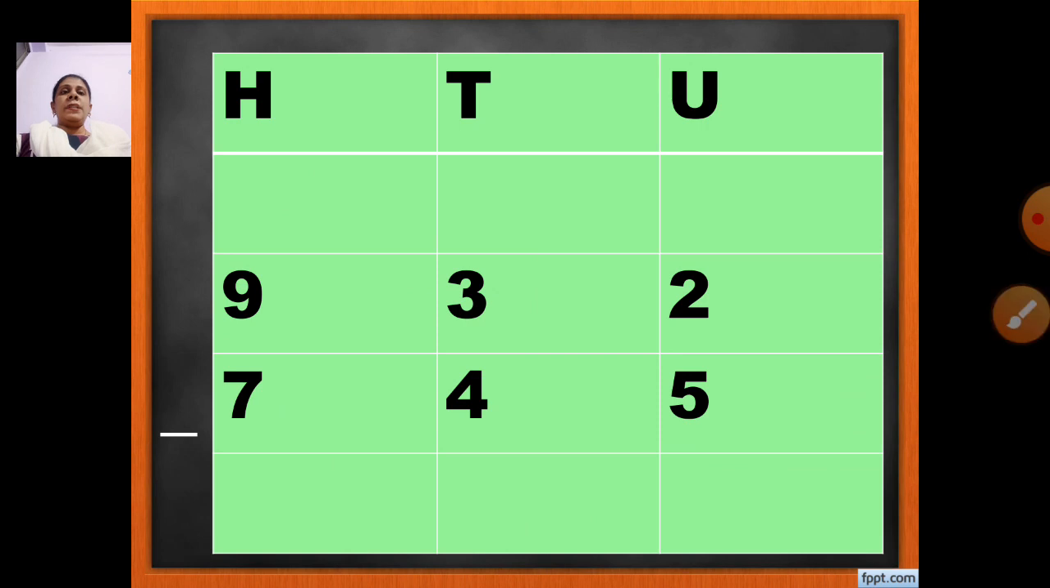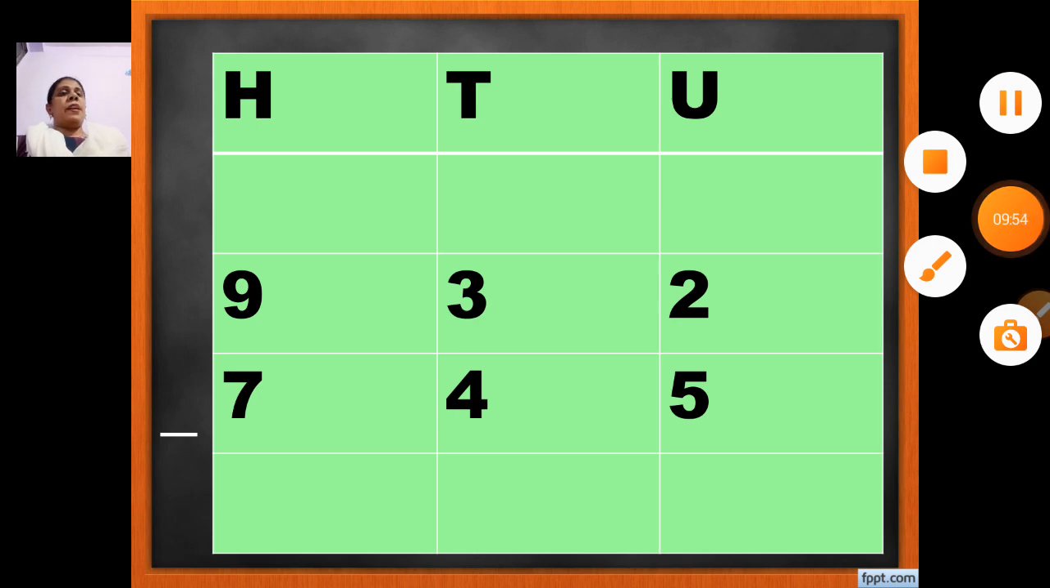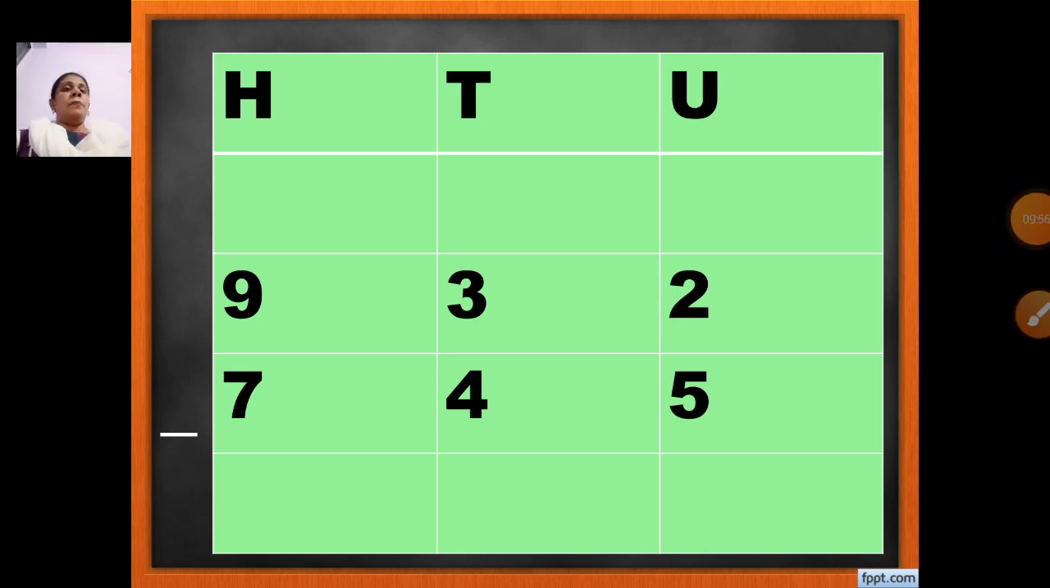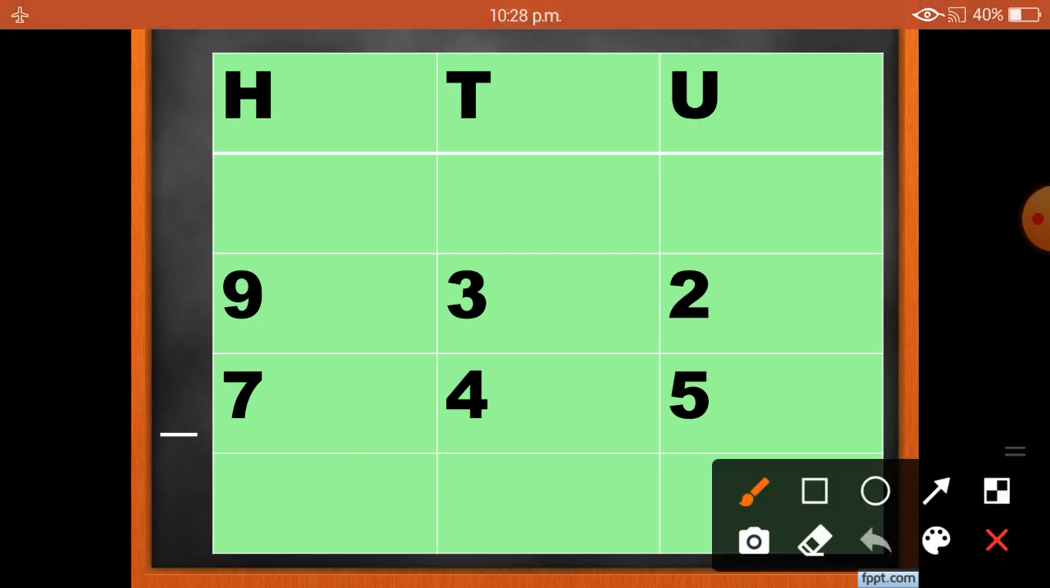Now here the numbers are 932 and 745. HTU, that is 100, tens and unit column, they are arranged according to their place value. So we will start our subtraction, that is units with units, tens with tens and 100 with 100.